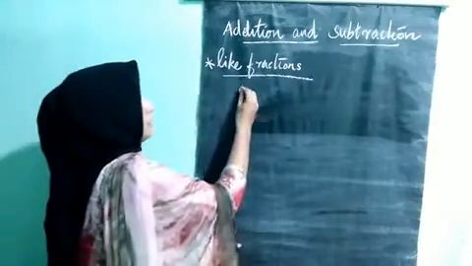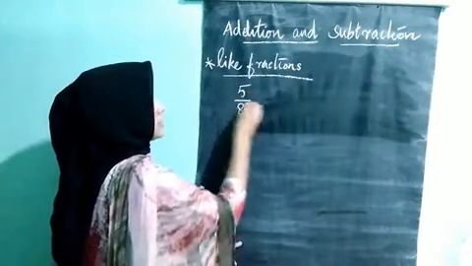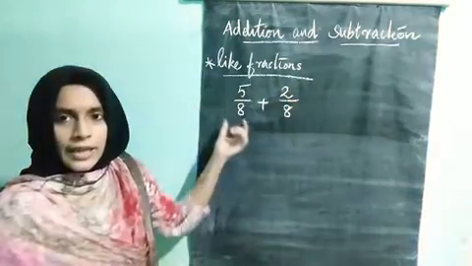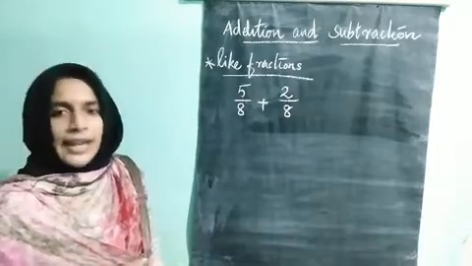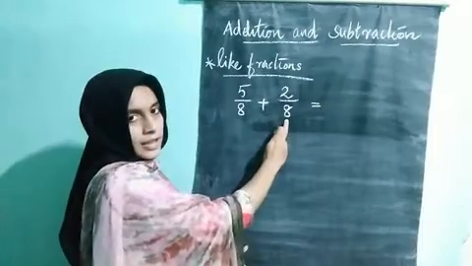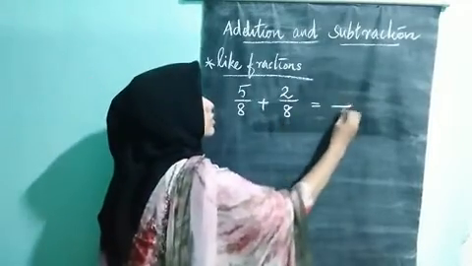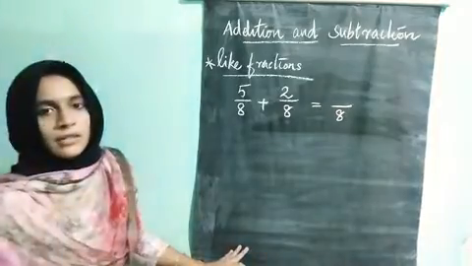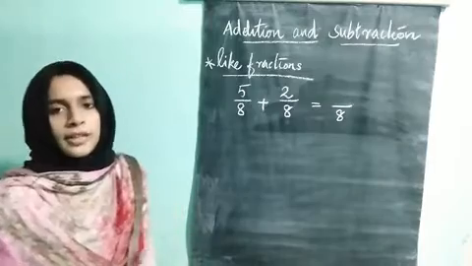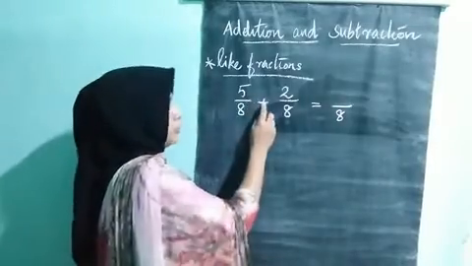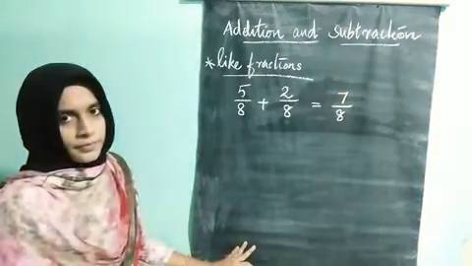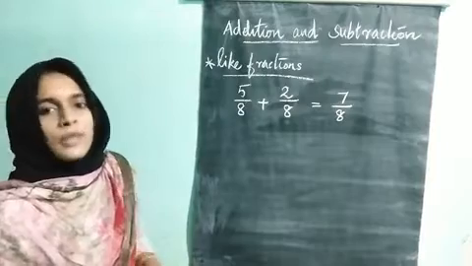One example, 5 by 8 plus 2 by 8. 5 by 8 and 2 by 8 are like fractions. We are going to add these fractions. 8, 8. Denominators are equal. So write 8 there. Don't write 16. You should write the same denominator. Now 5 plus 2. What is 5 plus 2? 7.